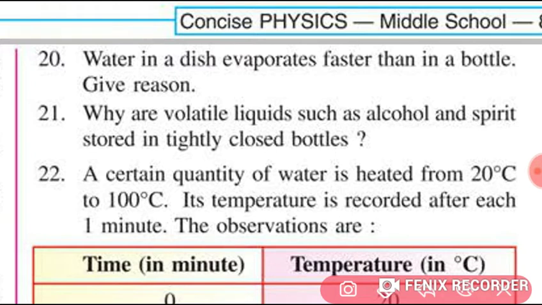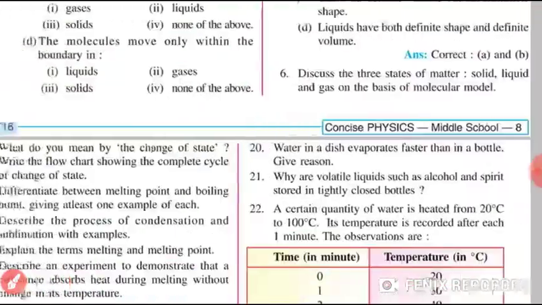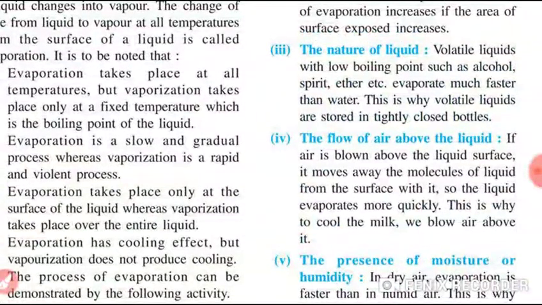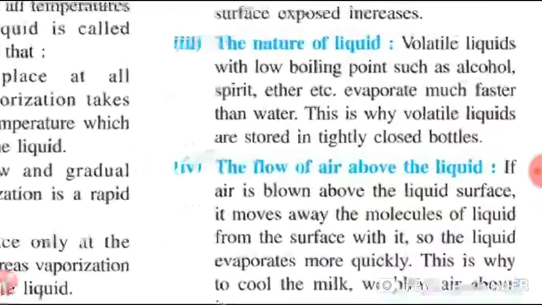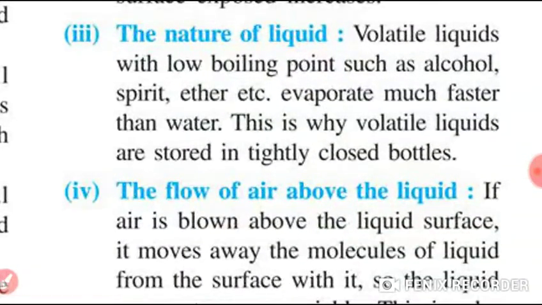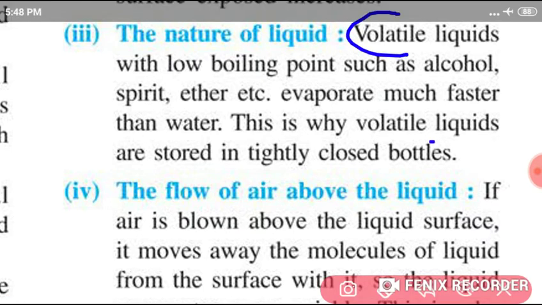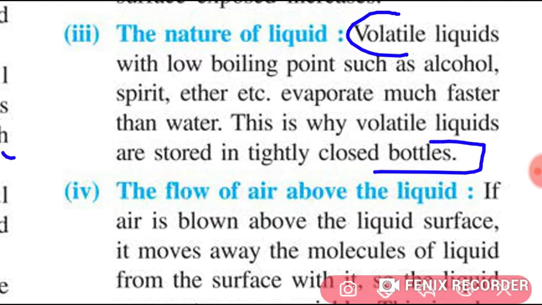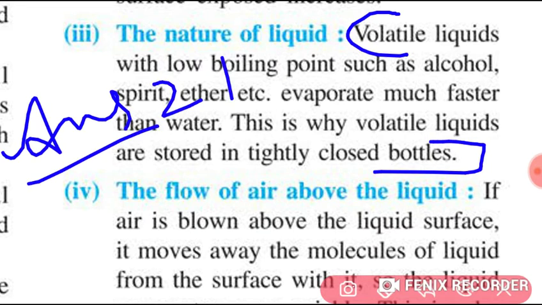Now come to question number 21. Why are volatile liquids such as alcohol and spirit stored in tightly closed bottles? Students, you will get this answer again on page number 11. Take out page number 11. Take out point number 3, right hand side. This whole point number 3 on volatile liquids you have to write. This is your answer number 21.